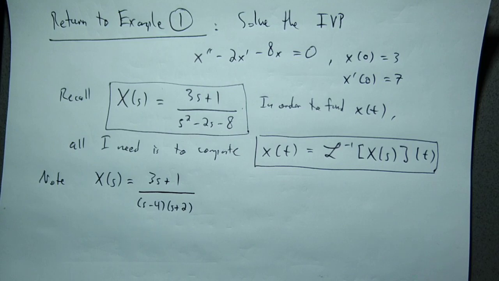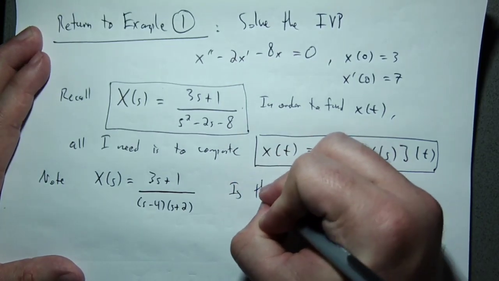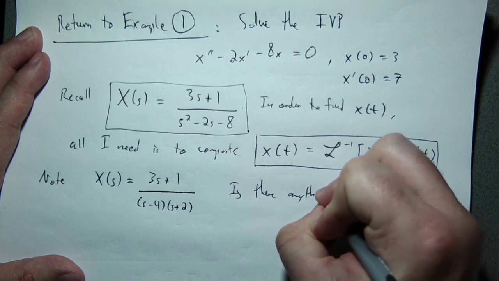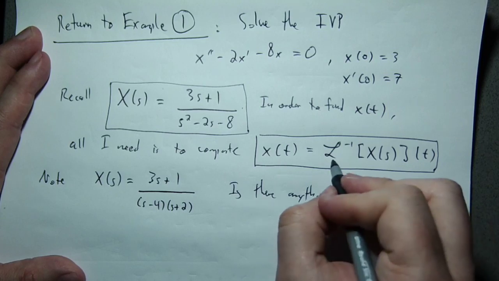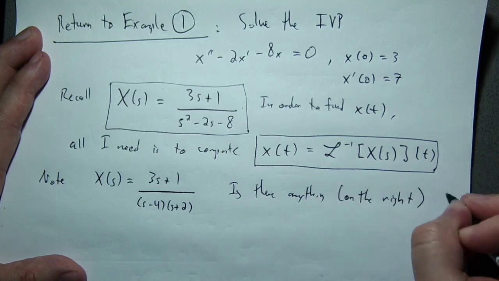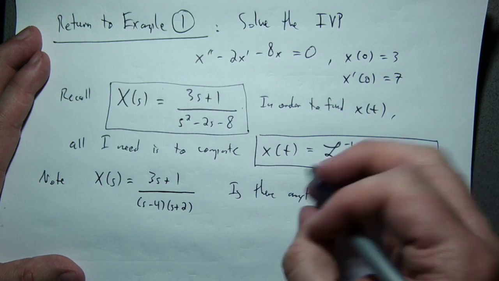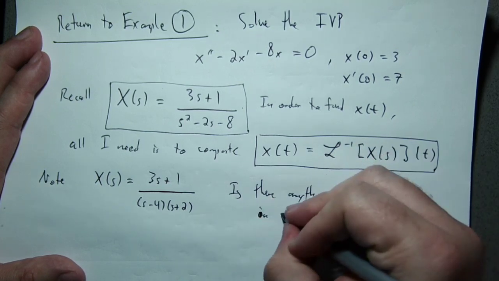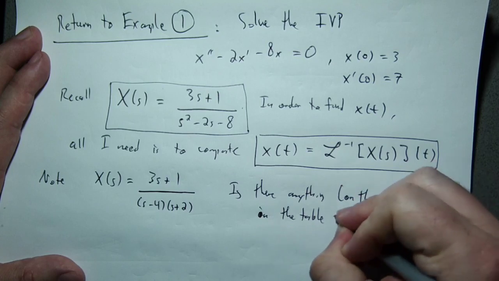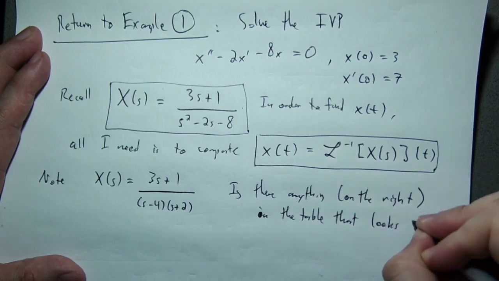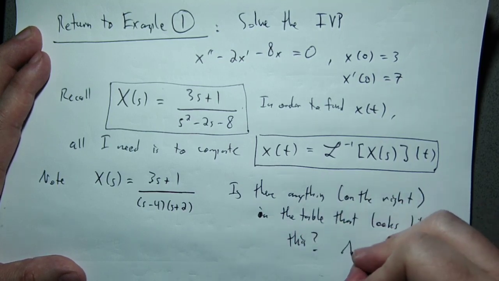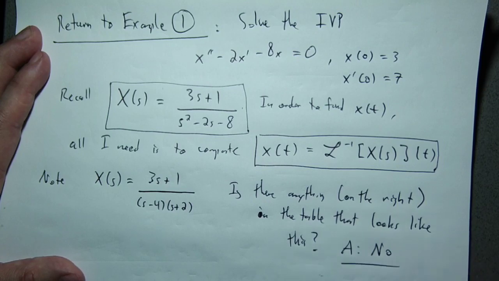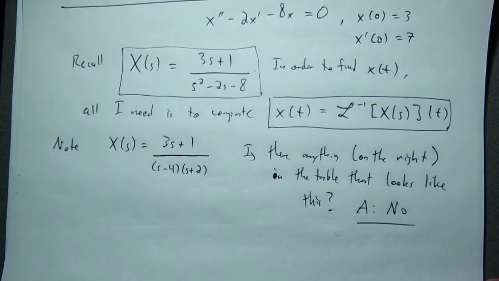Is there anything like this in the table? On the right, if we're trying to compute the inverse Laplace transform, we're looking at entries on the right. We're asking, is there anything in the table that looks like this? The answer is no. So even though I factored this, I'm still no good.